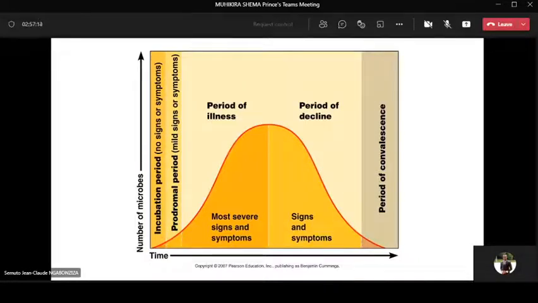All these steps are also distinguishable with bacteria. With time, we have incubation, with no symptoms until the first symptoms come in, the prodromal period, the illness period, which has the most severe signs and symptoms, and the decline, where we have fewer symptoms, but not as severe as in the illness period. And then we have the period of convalescence, where the symptoms are just dying off. Bacteria have these features. If the host doesn't die, it will definitely get to the convalescence period.